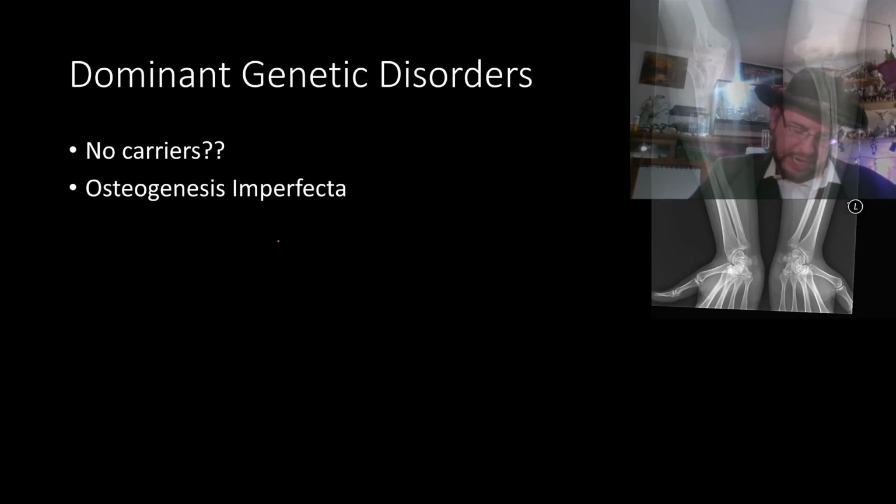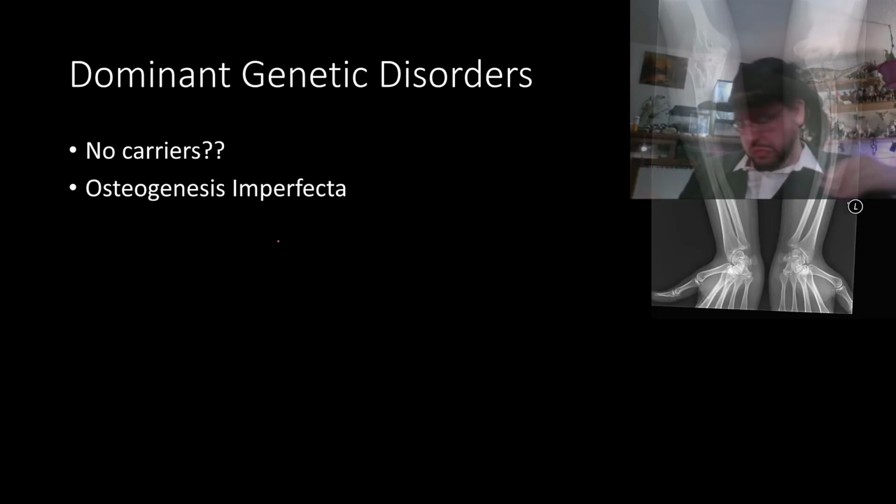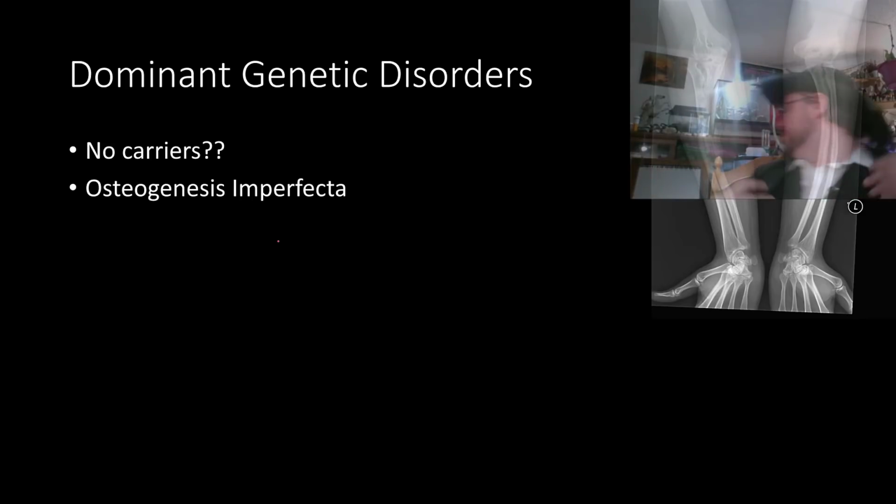One example of a dominant genetic disorder is good old osteogenesis imperfecta. Where did my gecko go? I'll have to figure that out now. Hi.